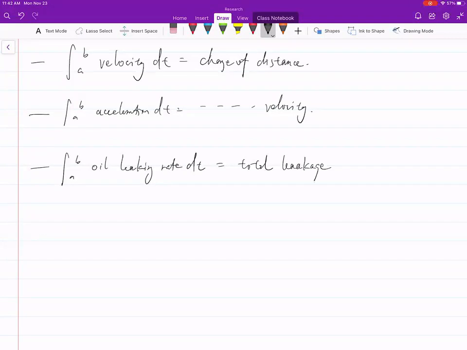If you integrate, which is basically accumulating all the changing rate during the past time, you get the total leakage during AB. Sounds good? That's basically what the net change theorem gives you, which is very important.